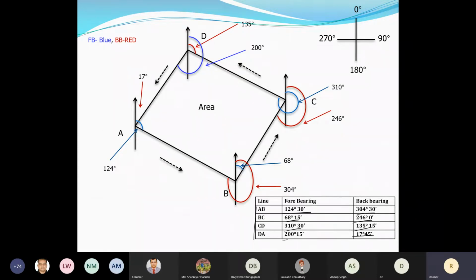Suppose you want to find the difference between fore bearing and back bearing. Can you quickly tell me where the difference is not 180 degrees? There will be one line where the difference is not 180 degrees. Which one is that? Can you tell me? For line AB, what is the difference?